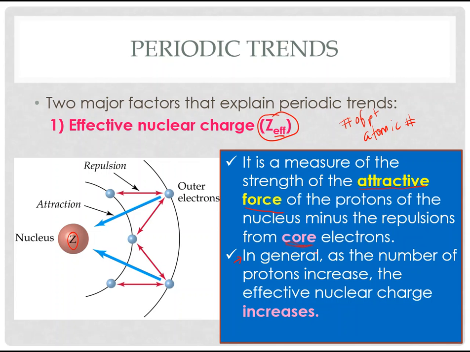This is the important part. In general, as the number of protons increases, the effective nuclear charge increases. So as you're going left to right across a period, you're adding more protons, your effective nuclear charge is increasing. So that's important there. This is the first factor that's going to explain all of the trends that go across a period.